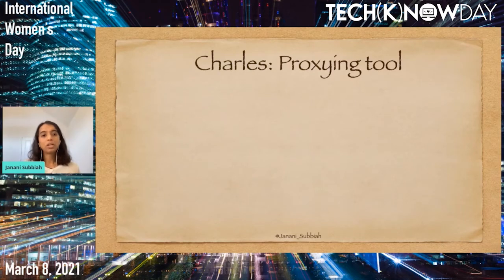The first one I'm going to be talking about is Charles, which is nothing but a proxying tool. So basically, Charles can be put in between any two, say, software entities that make calls to each other. And all it does is proxy requests from, say, a certain software entity.